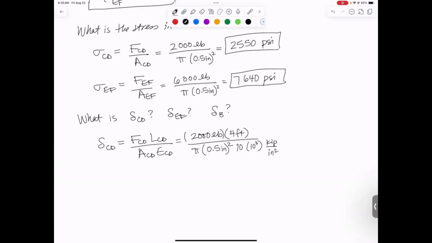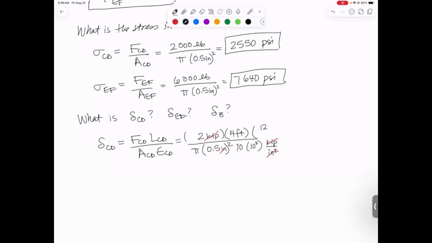And in fact, this is a little easier if instead of 2,000 pounds, we write this as 2 kips, because then the kips will just cancel. So let's double check that our units are going to work out okay. The kips will cancel, and the square inches will cancel, and our answer would be left in feet. However, we're expecting a really small deflection, so we probably want our answer in inches. So why don't we convert that?